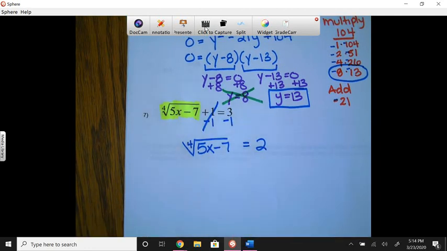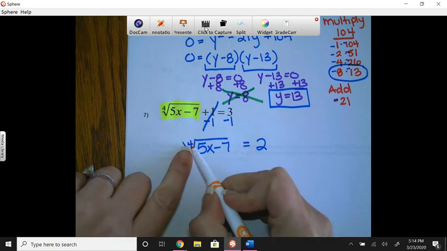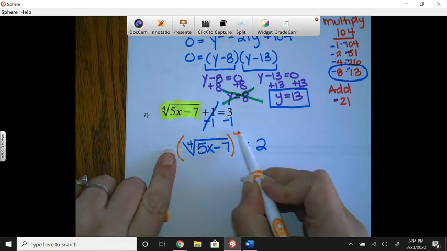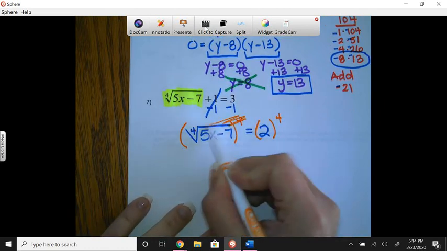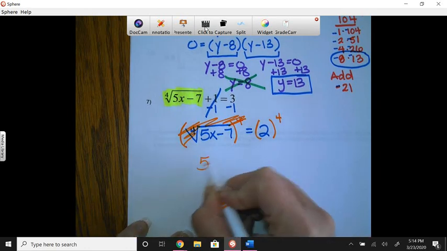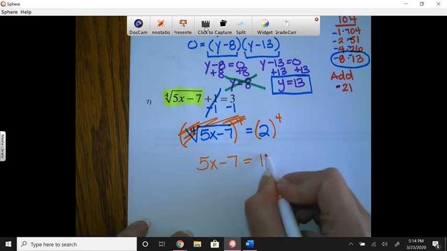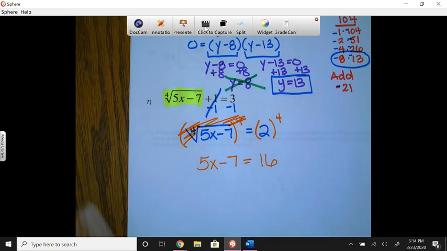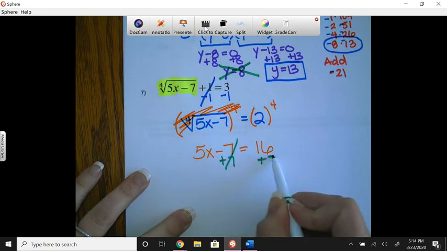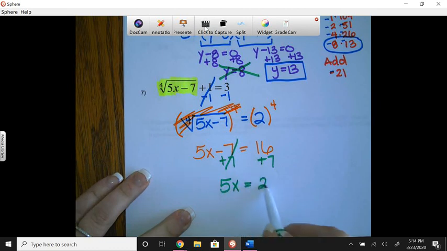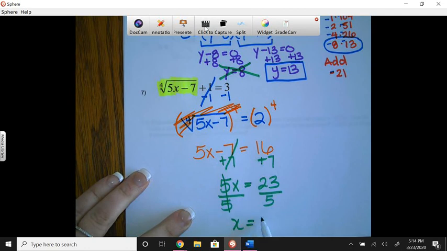And then the next step is, if this index here is a 4, we're going to raise both sides to the power of 4. And what happens is these undo each other. And we would get 5x minus 7 equals 16. And there is no exponent higher than 1, so we don't need to factor like we did in the previous problem. We're just going to add 7. And then lastly, divide by 5. And we would get x equals 23 fifths.